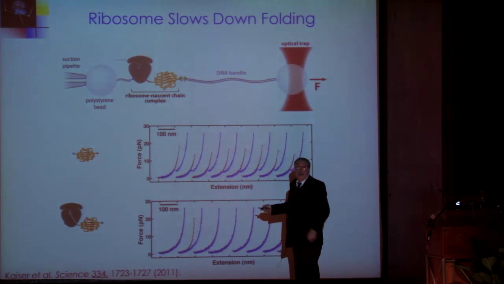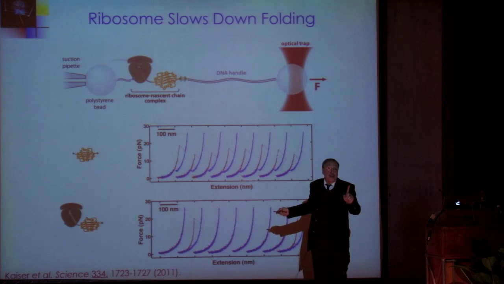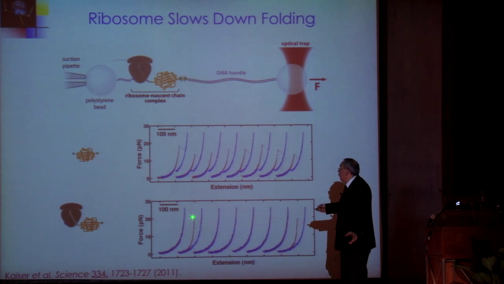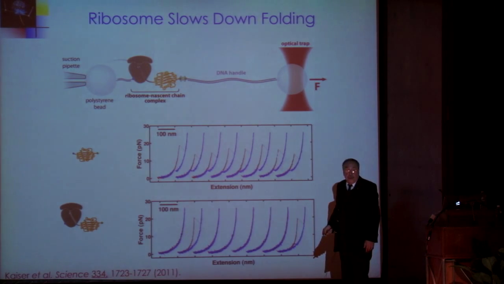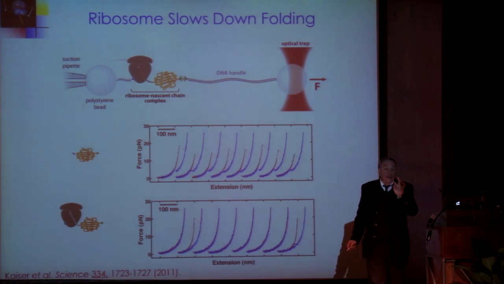The first time we pull, nothing happens. We don't see unfolding, as if the protein was not folded to begin with. The next time we pull, we see the unfolding, but we don't see refolding. And then we pull, no unfolding, no refolding, and so on. Finally, the molecule manages to fold, and then we see the molecule refolding. It turns out that the presence of the ribosome surface slows down the refolding of the protein 200 times.